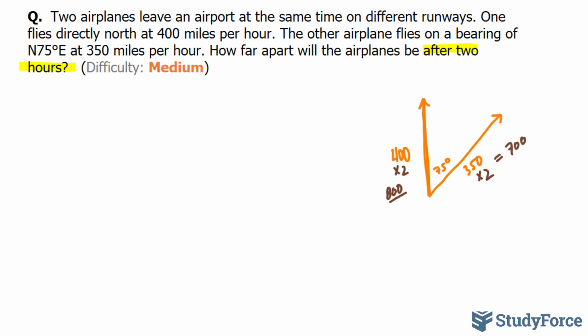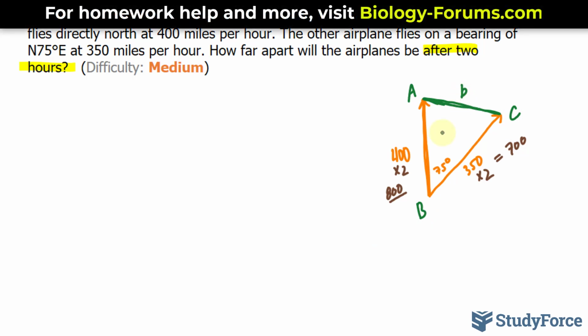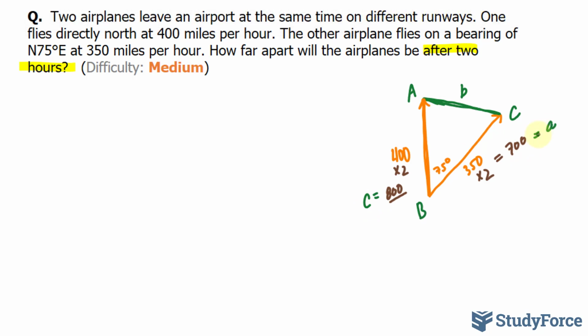And we are looking for the distance between the two airplanes after 2 hours, which is over here. Now, if I call this A, B, and C, I have angle B, but I'm looking for little b. I have little c, and I have little a. This means I have to use the cosine law, specifically the one that starts with b squared is equal to a squared plus c squared minus 2 times ac cosine big B.